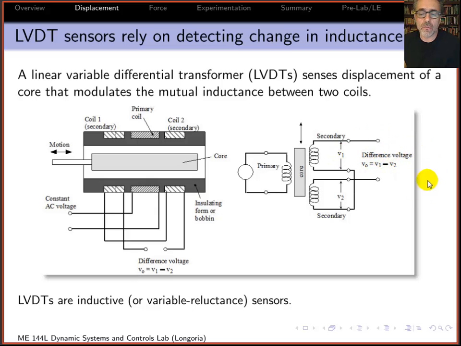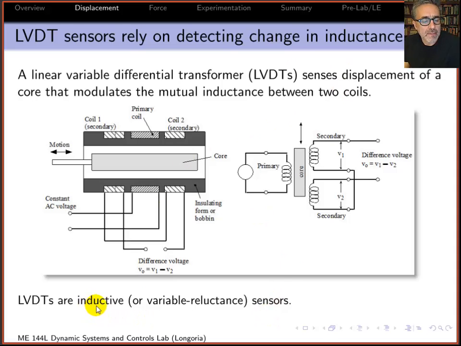Again, this is AC, so you need some signal conditioning here to then infer where this core might be, because as the core moves, you couple different amounts of magnetic energy into these coils, so you get a difference in this. You get a different difference output voltage, and in that way you can build a basic sensor.